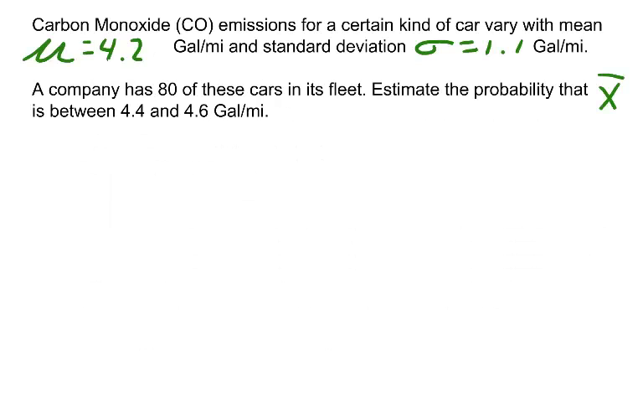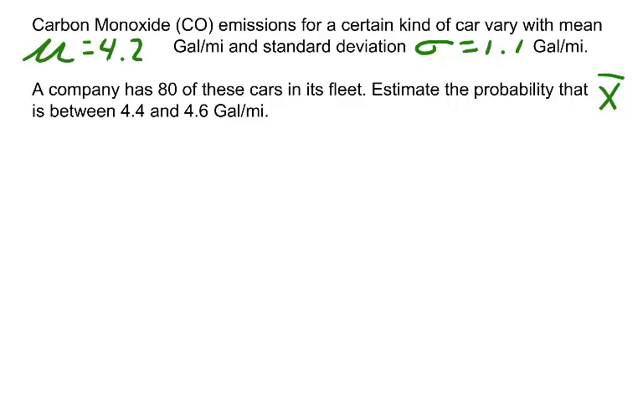Let's take a look at one more example. Carbon monoxide, CO emissions, for a certain kind of car vary with a mean of mu equal to 4.2 gallons per mile, and standard deviation, sigma, equal to 1.1 gallon per mile. A company has 80 of these cars in its fleet. Estimate the probability that X bar is between 4.4 and 4.6 gallons per mile.